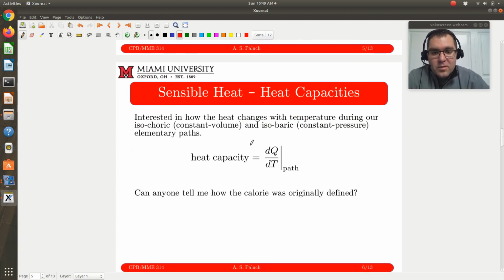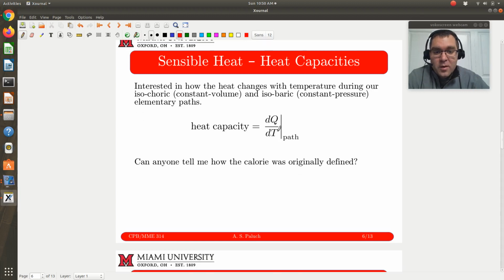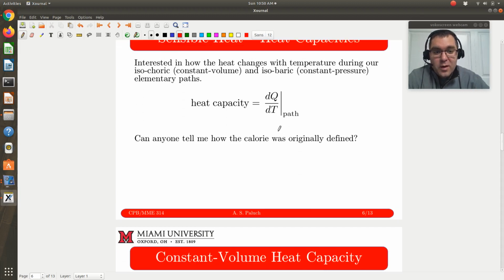All right, so sensible heat or heat capacities. A heat capacity in general is defined as the differential in heat divided by the differential in T. So we're interested in how heat changes with respect to temperature during an isochoric, constant volume, or isobaric, constant pressure process.